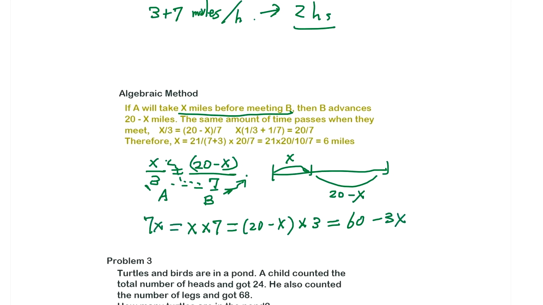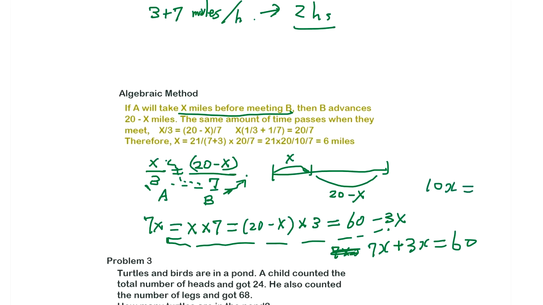Okay? So move this one over here. But you need to change the sign, remember? 7x plus 3x equals 60. Here you go. Then 10x equals 60. So x equals 6 miles. Here you go. You solved it.